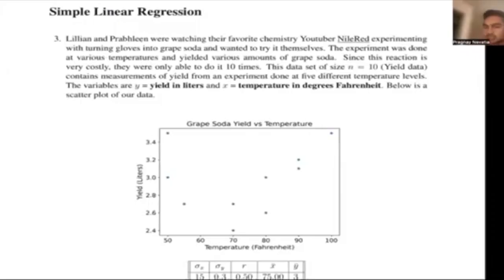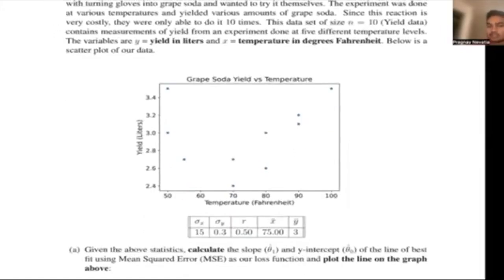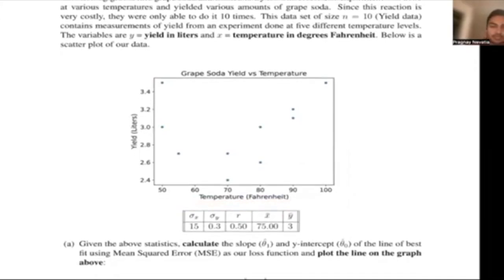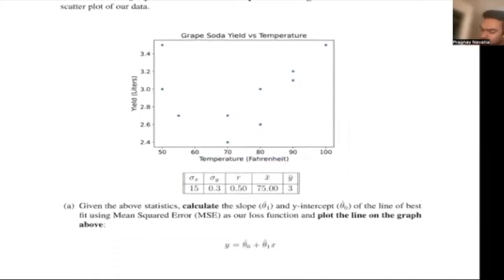So let's talk about some simple linear regression. Here we have Nile Red doing some experiments, and here is the plot that Nile Red made from these experiments. You have the yield of grape soda on the y-axis, and you have the temperature on the x-axis in Fahrenheit, and you are asked to calculate the slope and the y-intercept of the line of best fit using mean squared error as our loss function. So we hope that this is a very gentle introduction to the idea of simple linear regression.